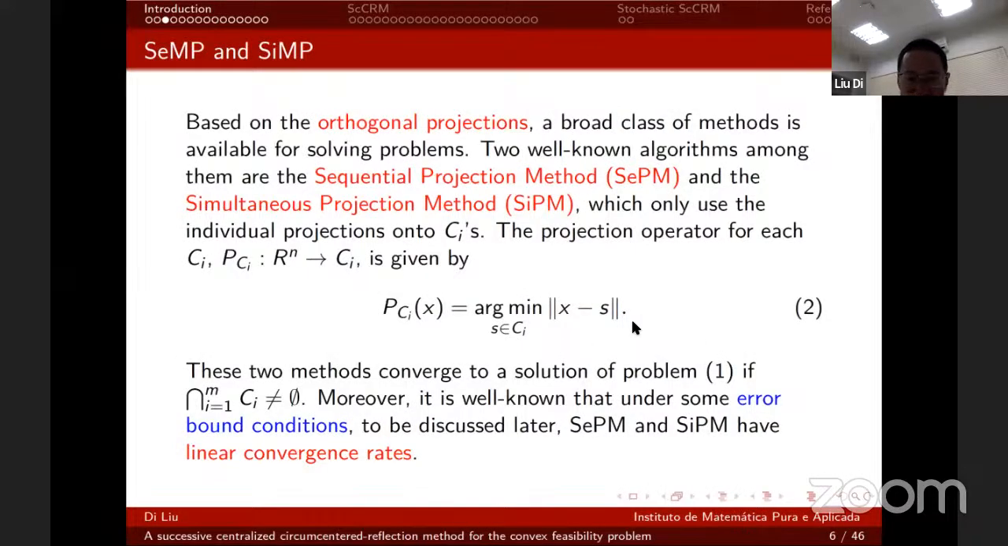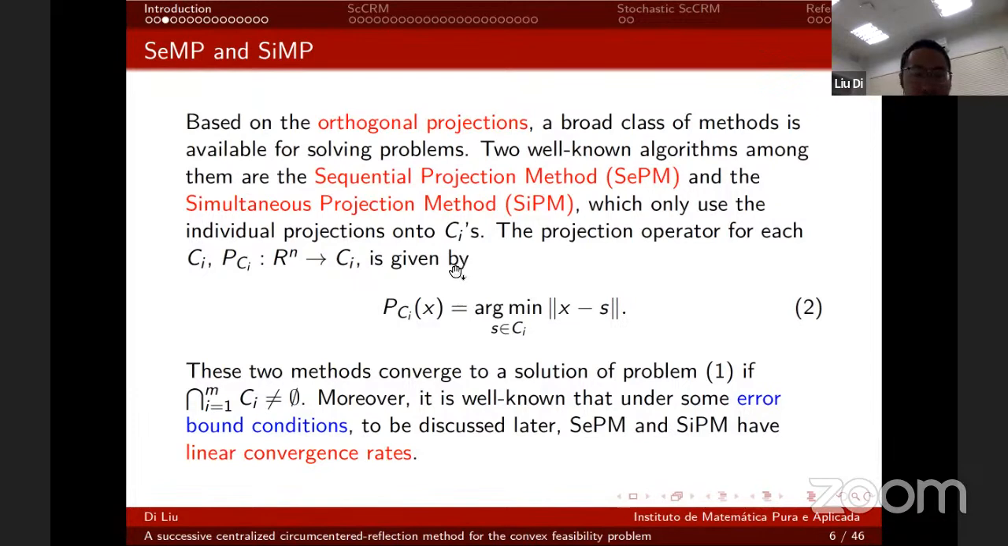The most common and classic methods for the feasibility problem are the projection-based methods. Here we mean the orthogonal projections. Two well-known methods are the sequential projection method and the simultaneous projection method. The difference is how we use the projections, the order. Sequential means one by one, and simultaneous is at the same time.